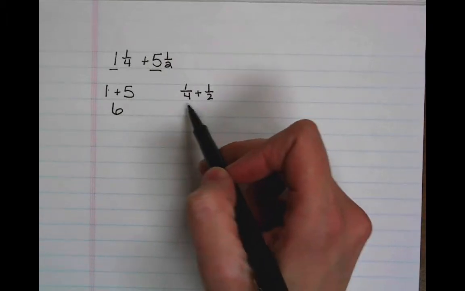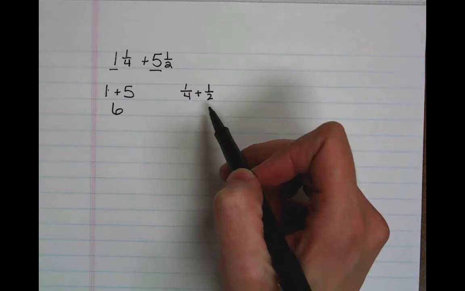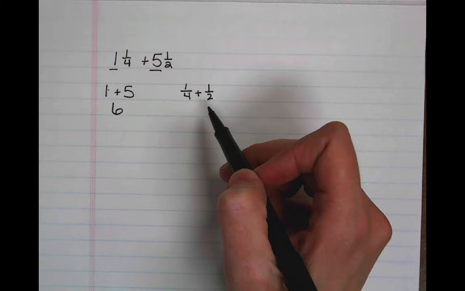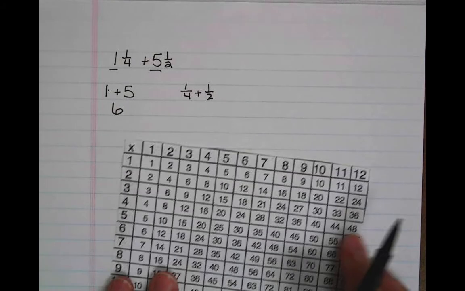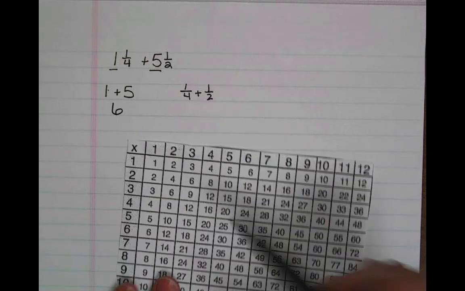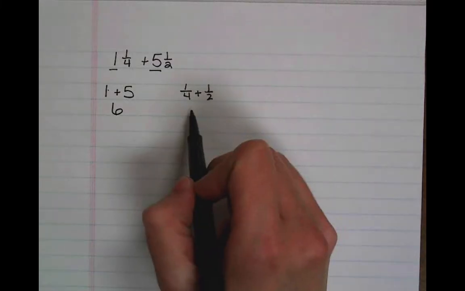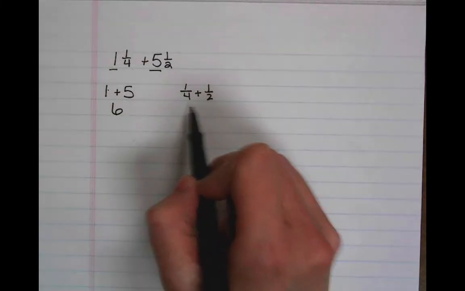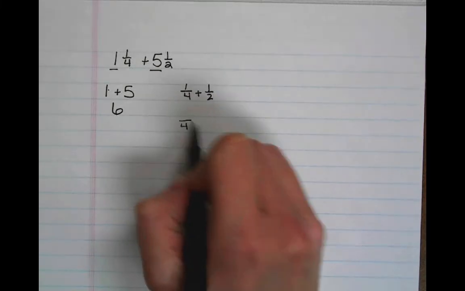For here, you need to find your common denominator. To do that, you can use your multiplication chart if you need to. Use your 2's column, use your 4's column. If you can look at it and know, that's fine. Looking at this, I know that my common denominator for this is 4. So I'm going to change that to my 4.